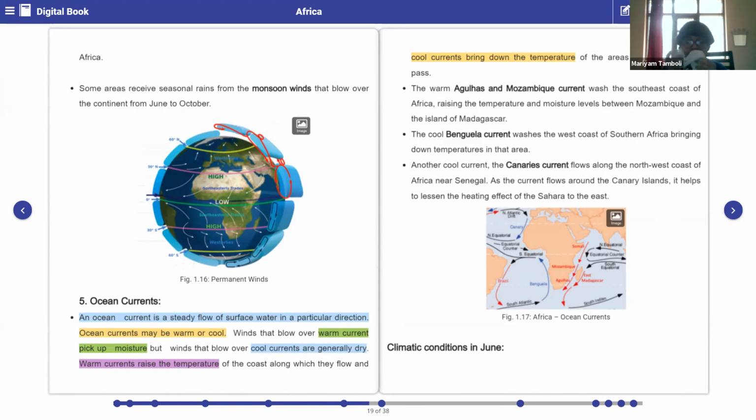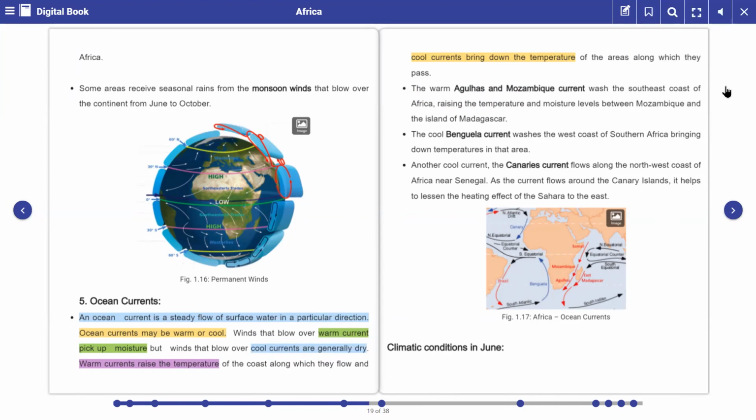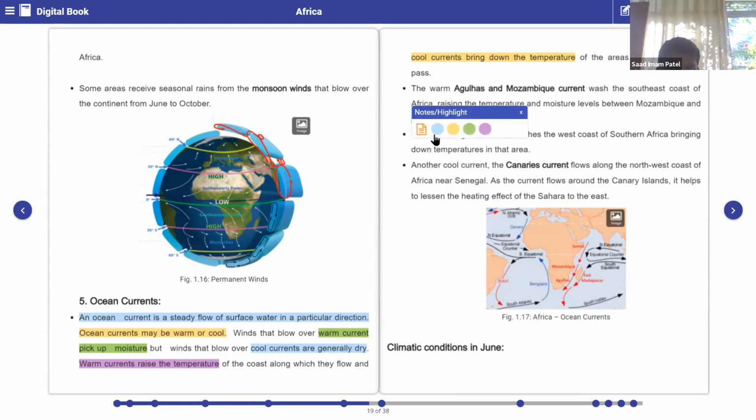Okay, fine. Next is: the warm Agulhas and Mozambique current wash the southeast coast of Africa, raising the temperature and moisture between Mozambique and the island of Madagascar. Please underline this. This word is very important, the island of Madagascar.